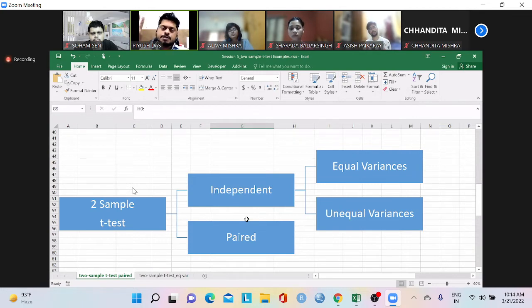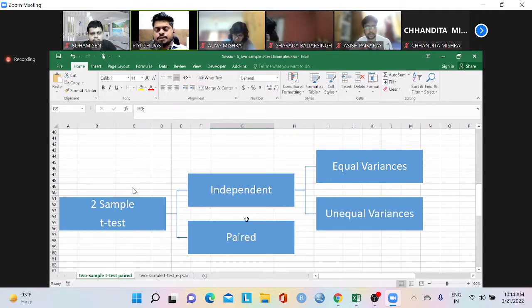Again, two groups doesn't mean two different groups of respondents. It is one group of respondents, but for each respondent I have two data points. So two groups of data points. Paired means two groups of data points. Independent means two groups of respondents. Is this part clear, or any doubt? Anybody having any doubt on the two-sample t-test?